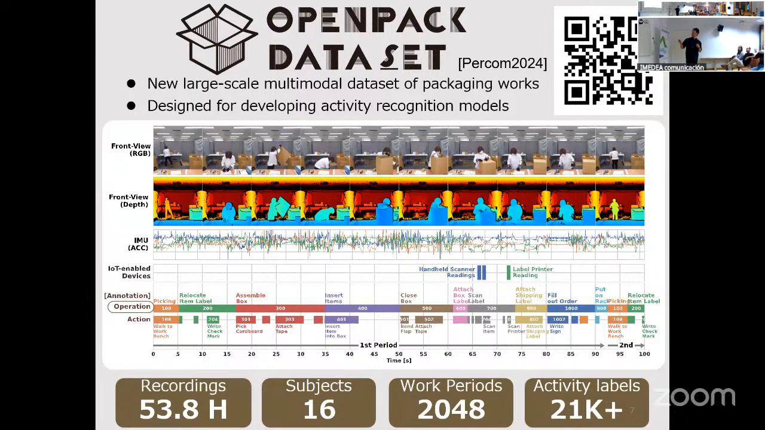Therefore, we also developed a large scale dataset of packaging work. It is a very large multimodal dataset with depth sensor, IMU, and IoT enabled devices such as barcode scanners. They are fully labeled and very long. They were collected from subjects who actually worked for logistics centers such as Amazon. If you are interested in analyzing IMU data, please also check it.